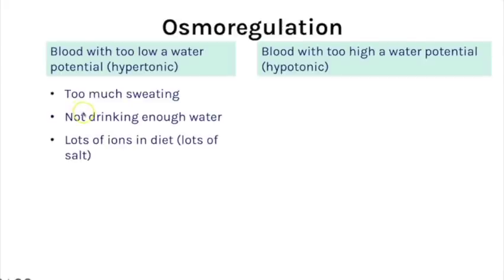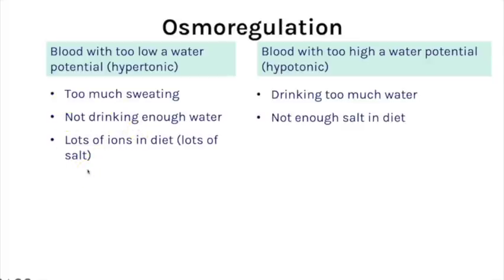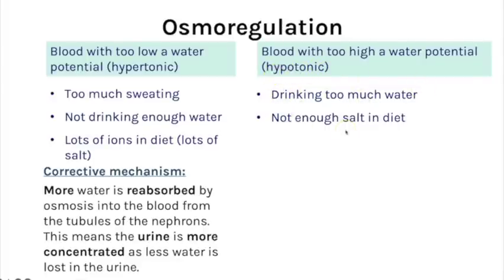What could cause this is if you had hypertonic blood, that could be from excess sweating, not drinking enough, having a diet that's containing lots of ions, so salty diets. If you had hypotonic blood, then maybe you've drunk too much water or you don't have enough salt in your diet. So the corrective mechanisms for both.